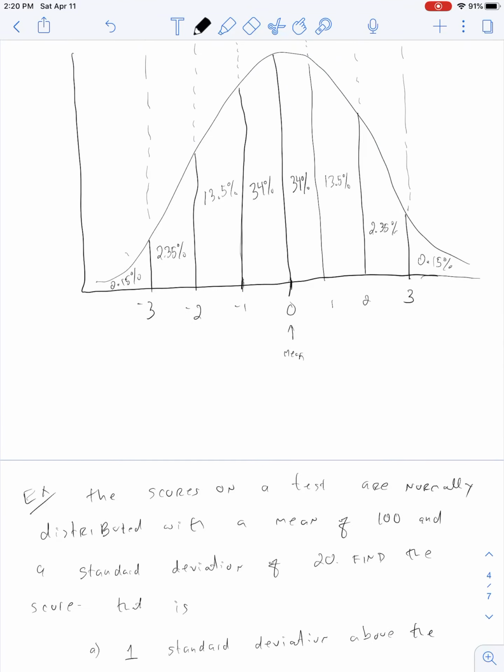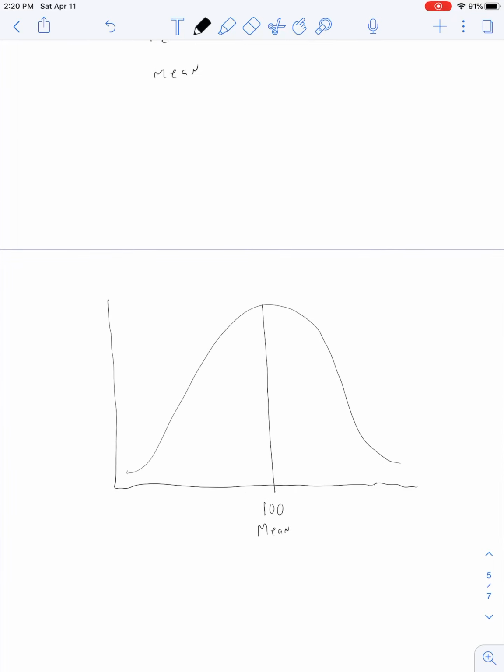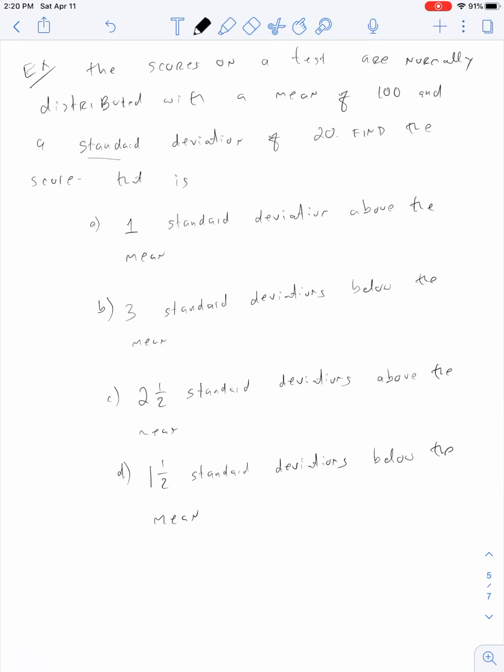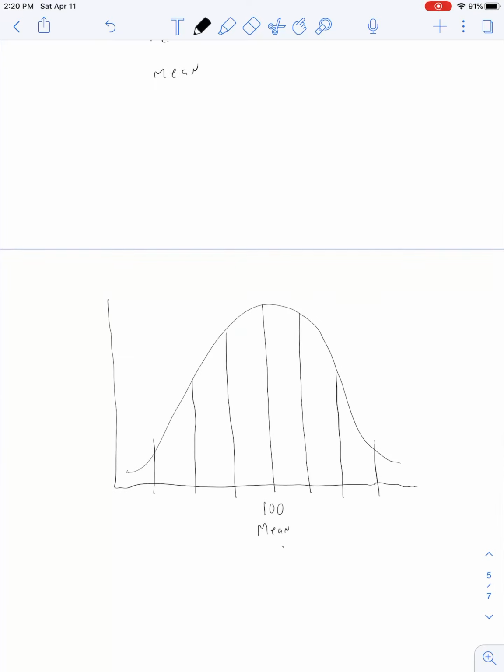Now, we go 3 standard deviations to the right, 3 standard deviations to the left. So we're going to need 1, 2, 3 marks on each side. Next, the problem tells us standard deviation is 20. So what we're going to do here is add 20.